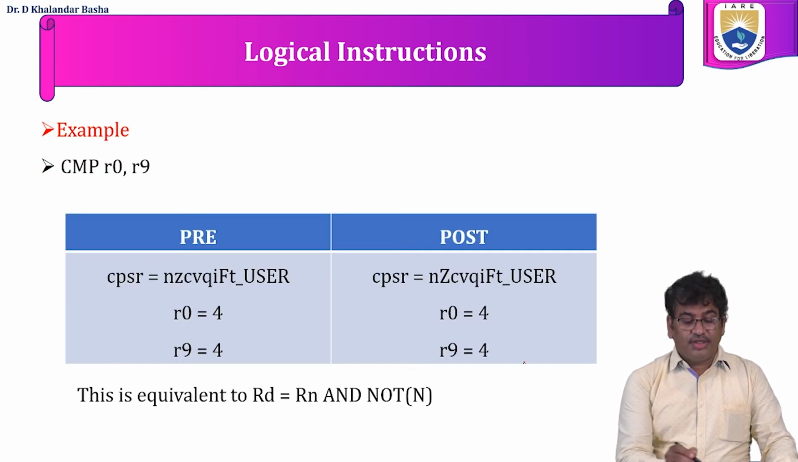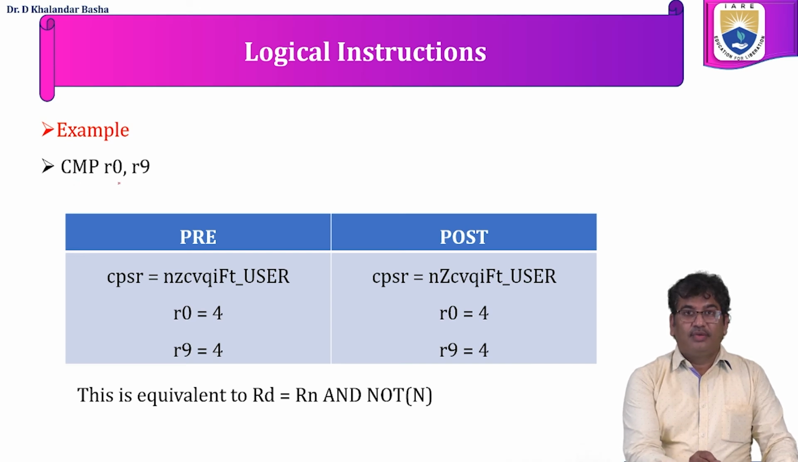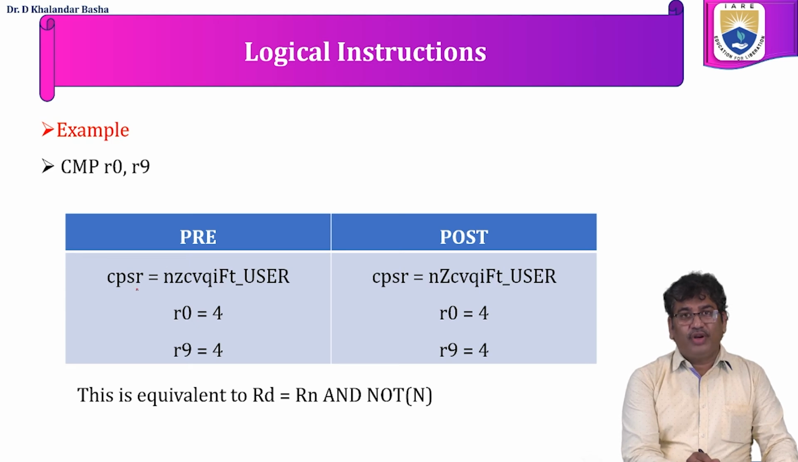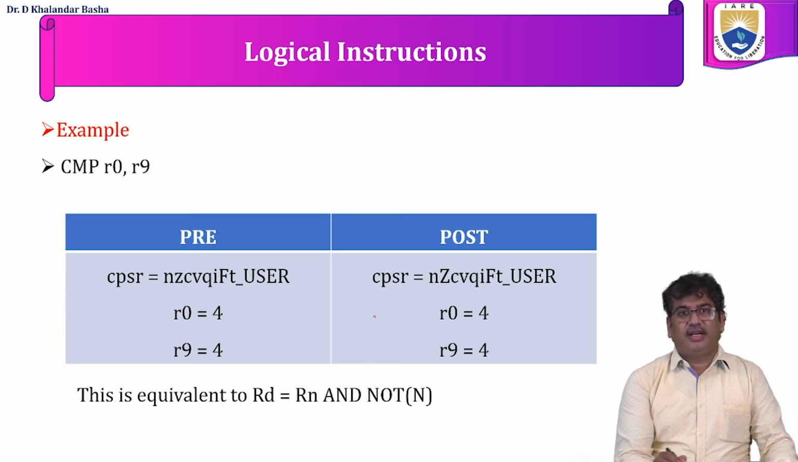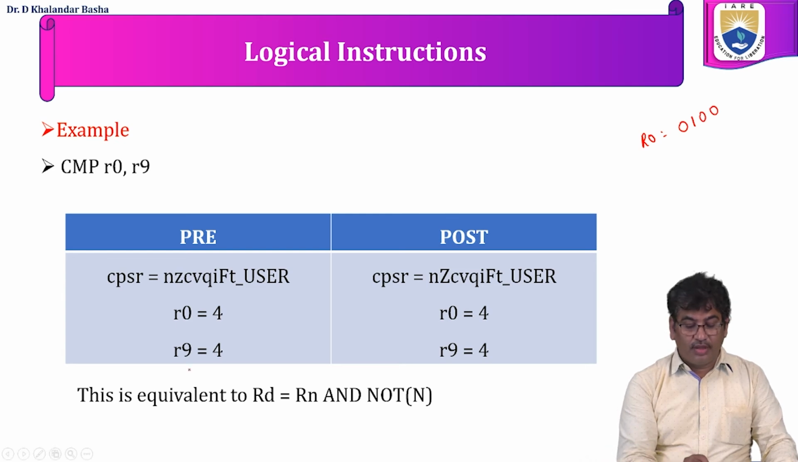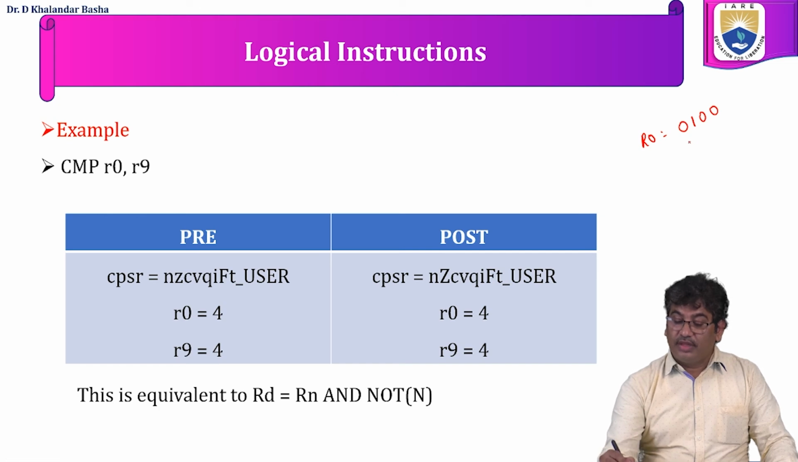Now we will see a few instructions. Example, CMP R0, R9. Assume before executing, this is the CPSR register format. R0 is equivalent to 4. So I'll write in the bit format 0 1 0 0, right? 4 means 0 1 0 0. R9 is equivalent to 4, that is 0 1 0 0, which is R9.